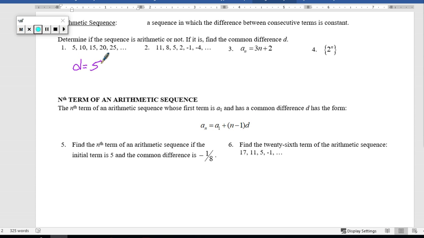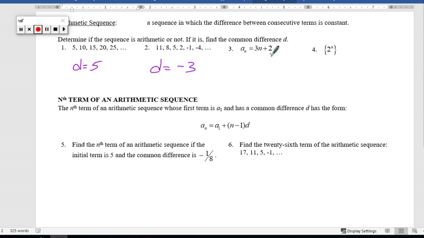And number 2 here, I can subtract 3, subtract 3, subtract 3, subtract 3. So this is also arithmetic. Our common difference, again denoted by D, in this case is a negative 3. You're never really subtracting, you're really adding a negative, just to keep that in the back of your mind.